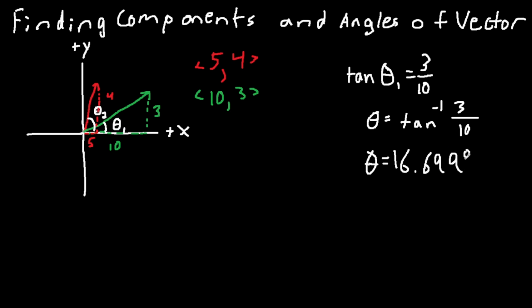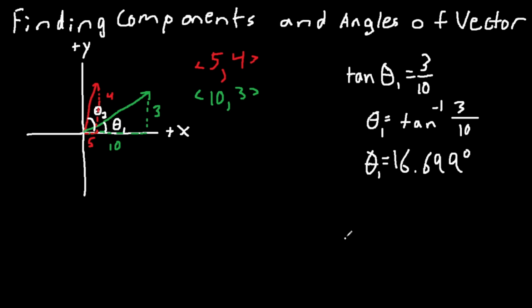16.699 degrees. And then now let's do the theta of 2. So let's just start off with theta of 2, because you already know you just inverse tangent the opposite and adjacent values. You don't have to start off with a tangent function and then inverse tangent both sides. You don't have to do that.